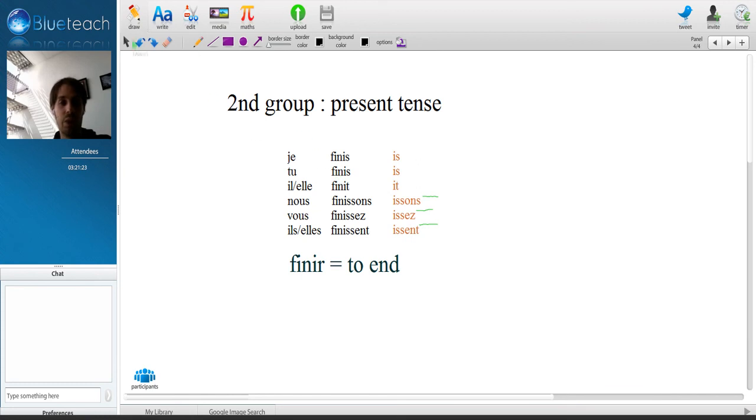So for the verb finir, it's je finis. You remove the IR and replace it by IS. Tu finis. Il, elle finit. So notice how they're all pronounced the same way because the T and the S are not pronounced. Then it's nous finissons. Vous finissez. And ils, elles finissent.